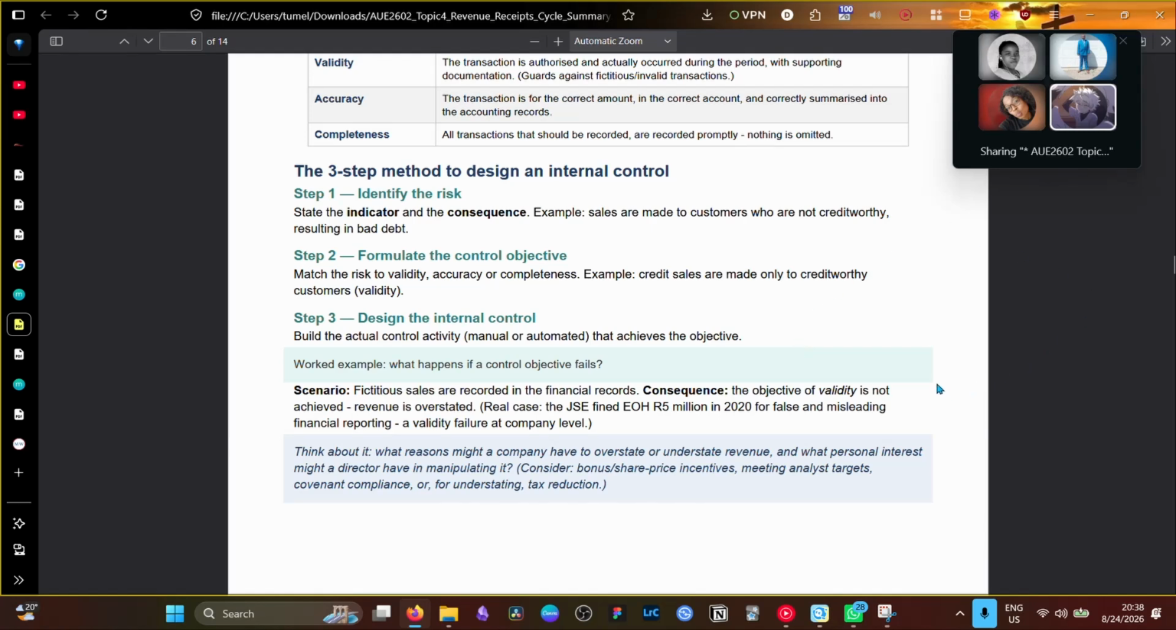Okay. Based on that scenario, why do you think internal control is very important? Based on which scenario? This one, it says fictitious. So basically, fake sales are recorded. So why is internal control important?